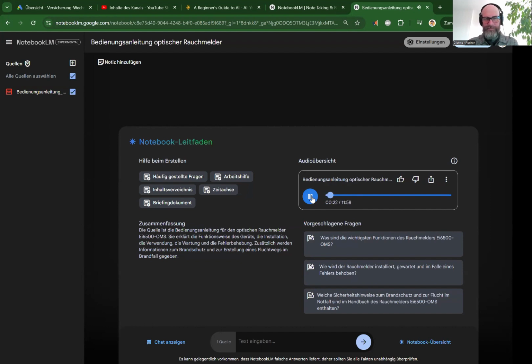We do? We do. You sent us the manual for this, the i6500 OMS smoke detector. And let me tell you, this thing is surprisingly sophisticated. Oh, absolutely. People don't realize the tech that goes into these little devices. Yeah. And I won't bore you with tech, but this laser has some distance sensor.